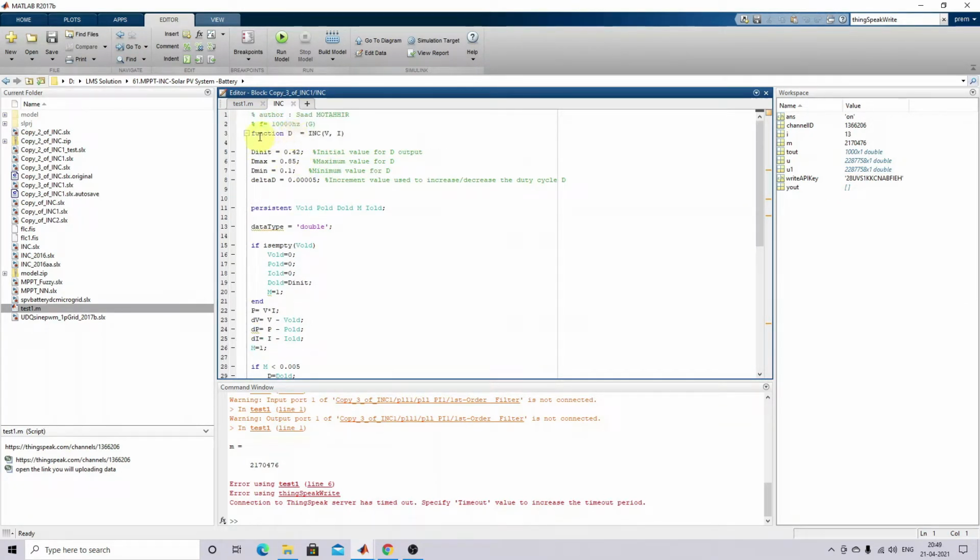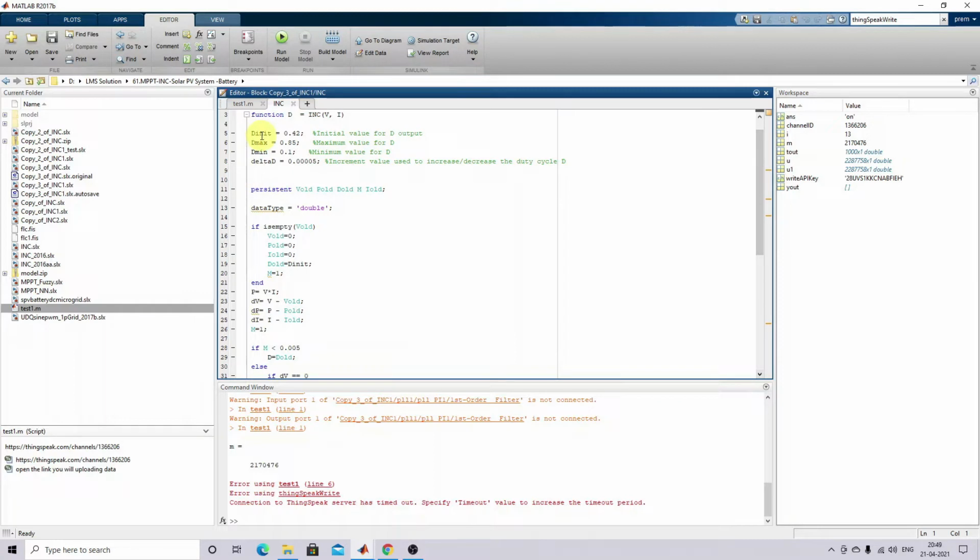Initially, we have to measure the voltage and current of the PV panel. Here you can see we need to initialize the initial duty cycle as 0.42, the maximum duty cycle as 0.85, and the minimum duty cycle as 0.1. The change in duty cycle based upon condition is 0.00005.